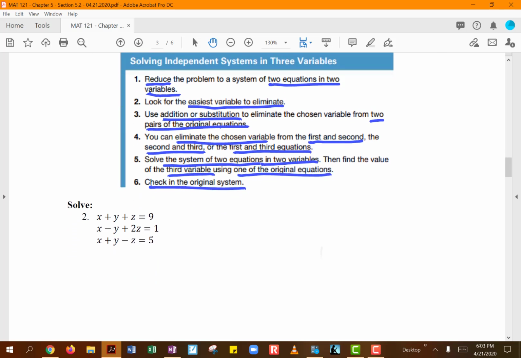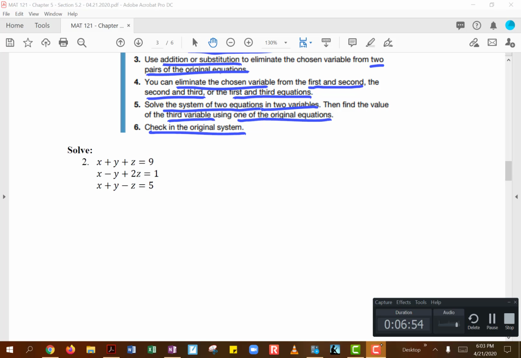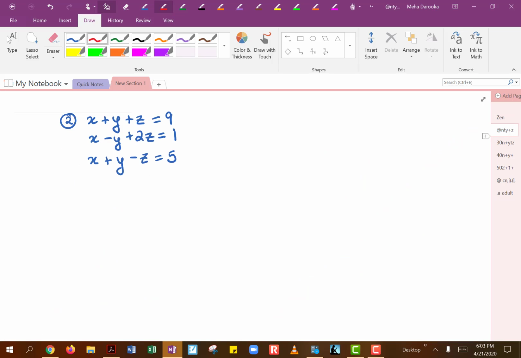Okay, so let's go ahead and take a look at this example over here. We're given three equations with three variables, and we want to see how to go about solving them. So this will be equation 1, this is equation 2, and this will be equation 3.